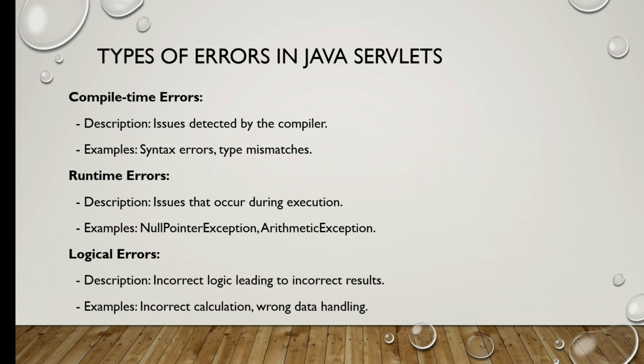Logical errors. These are mistakes in the logic of the code that result in incorrect behavior or results, even though the code compiles and runs without errors. Examples are incorrect calculations or erroneous data handling that lead to wrong output.